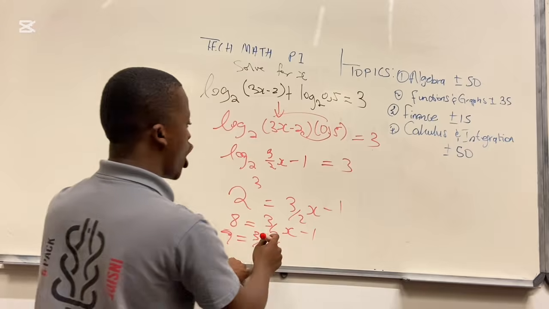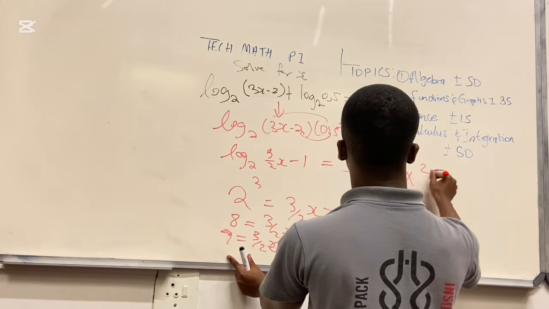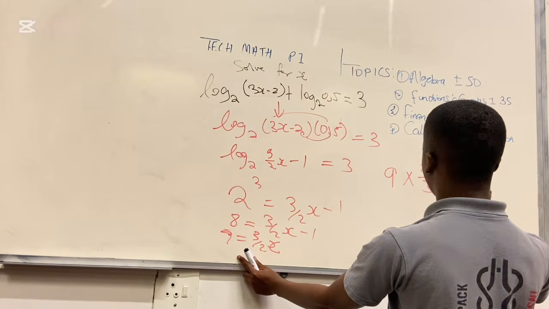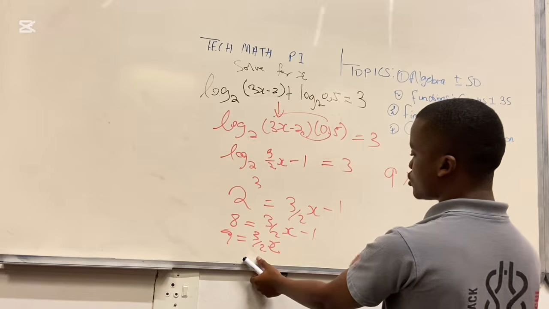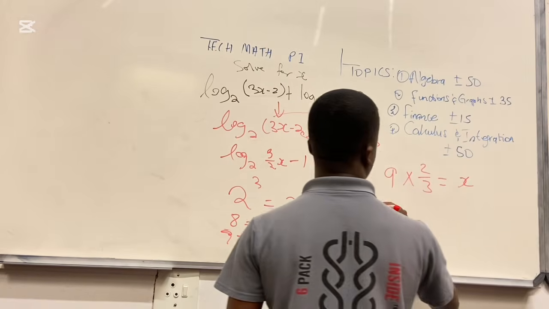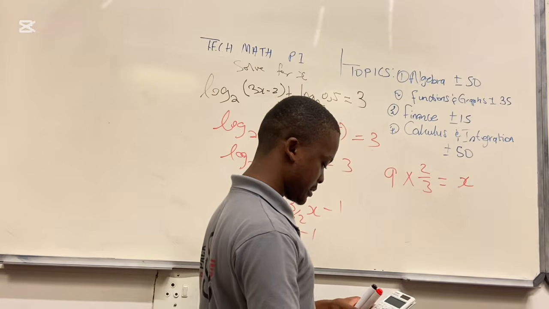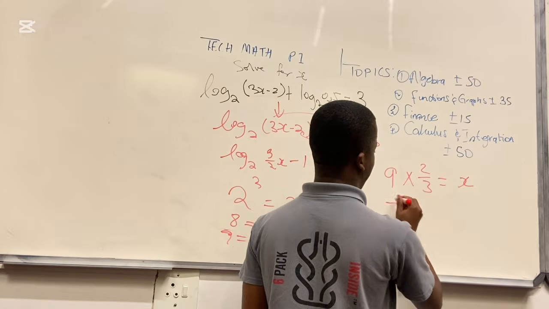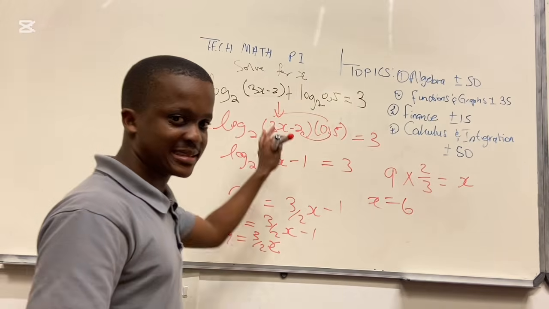You are asked to solve for x. This is 9 times 2 over 3. What is the inverse of division? It is multiplication. So we multiply by 2 over 3, because we wanted to get rid of this, such that we are left with x. 9 times 2 over 3, what do we get here? We get 6. We get x is equal to 6.